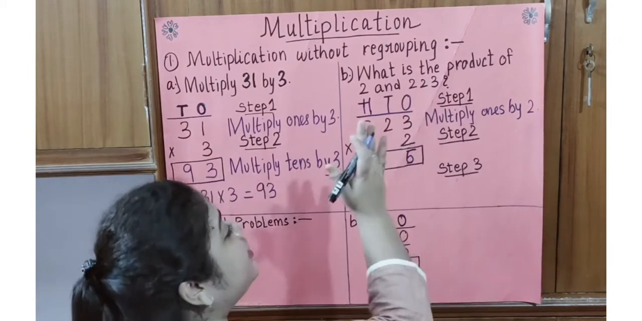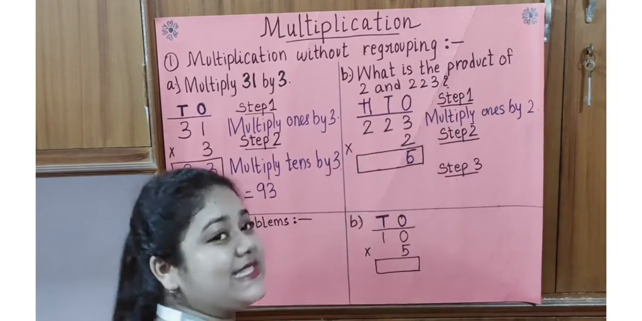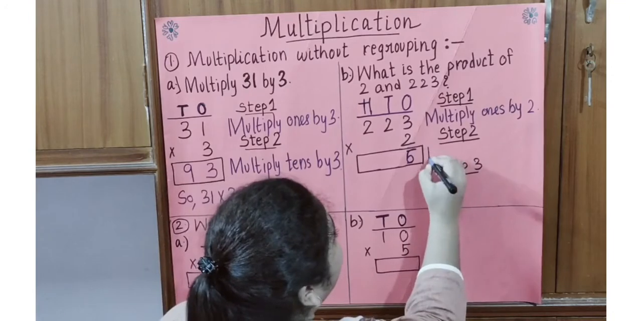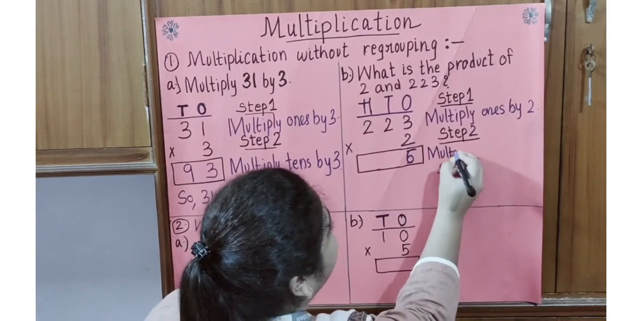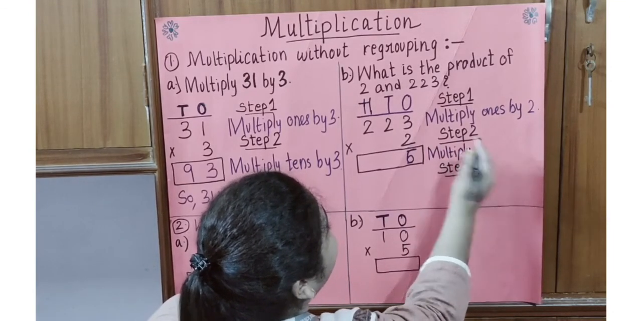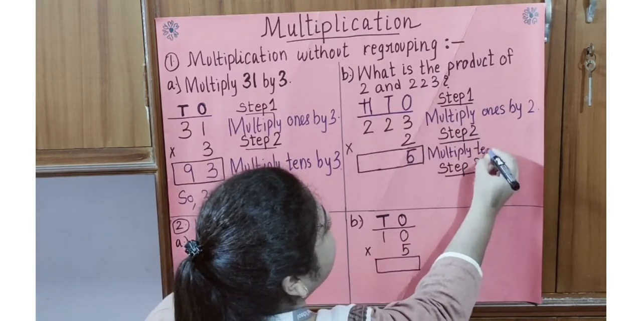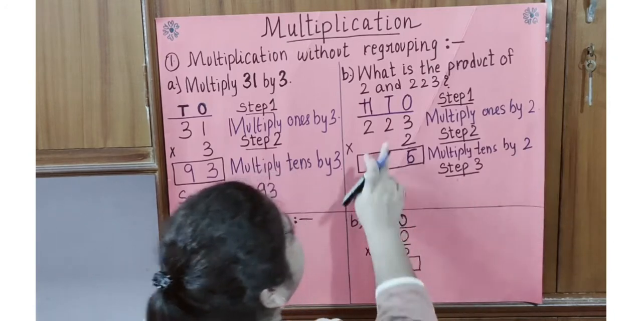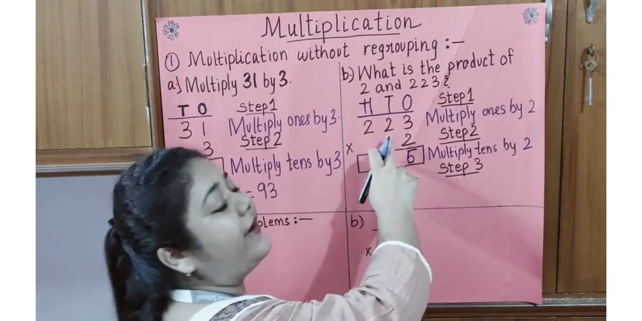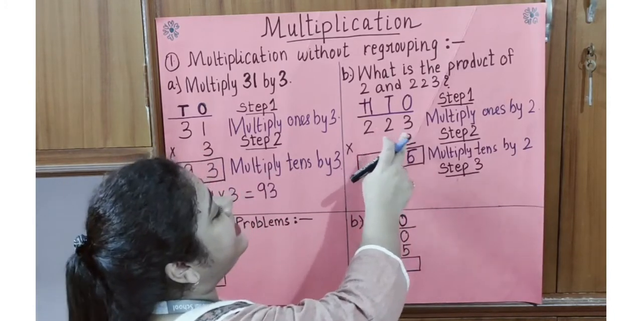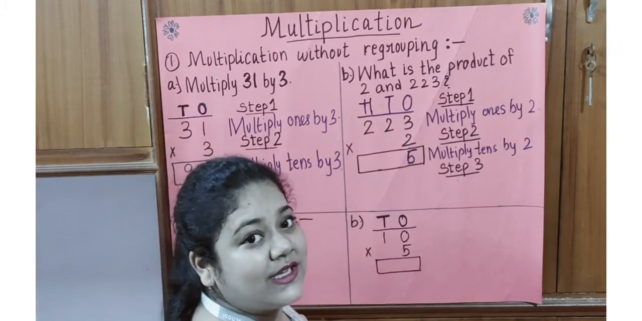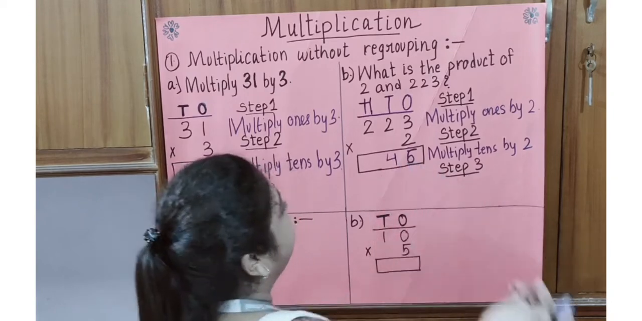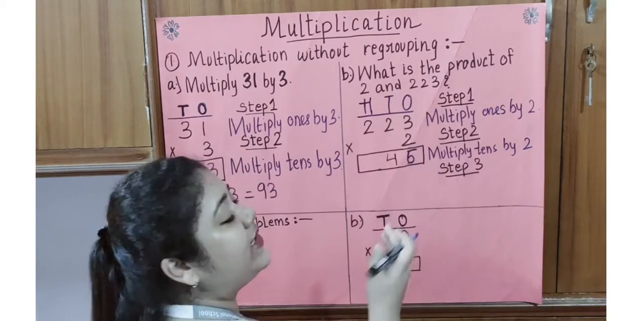Now we'll move on to the second one, that is tens place. That is going to be the second step. Okay. So here we will multiply the tens place by 2 again. Here we have 2, so there are 2 tens. 2 tens into 2 gives us 2 twos are 4, right? Yes. So we are also done with the tens place.